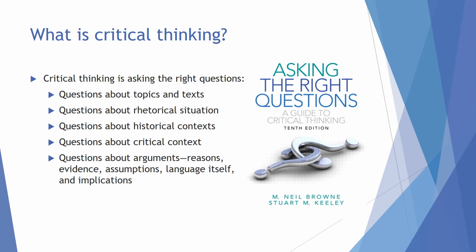But what is critical thinking? Critical thinking is or involves asking the right questions. Questions about topics and text, questions about the rhetorical situation, which includes the historical, social, and intellectual context, questions about the critical context written by literary critics or commentators recorded in secondary sources, questions about arguments, reasons, evidence, assumptions, language itself, and implications. At the root of modern civilization, Socrates offers a model of critical thinking by always asking the pertinent question to discover overlooked ignorance, assumptions, and opportunities to learn. This is his commendable wisdom.